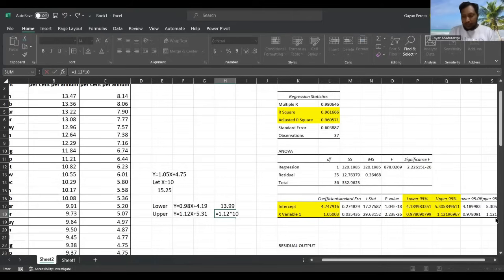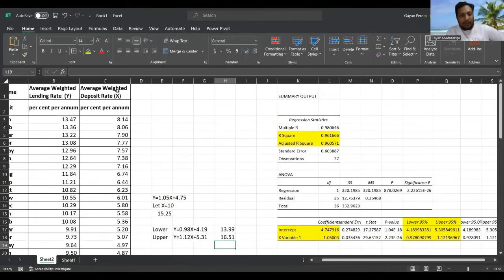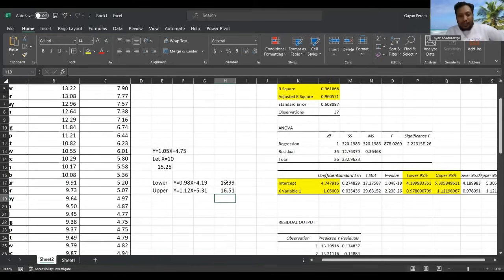1.12 times 10 plus 5.31. See, now it's 13.99 to 16.51. So what is the meaning of that? We are 95% confident that when x equals 10, the average weighted deposit rate is equal to 10, the average weighted lending rate would be in between 13.99 and 16.51. So that is what a confidence interval is.